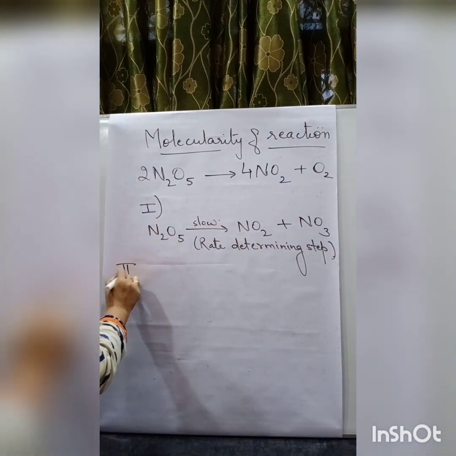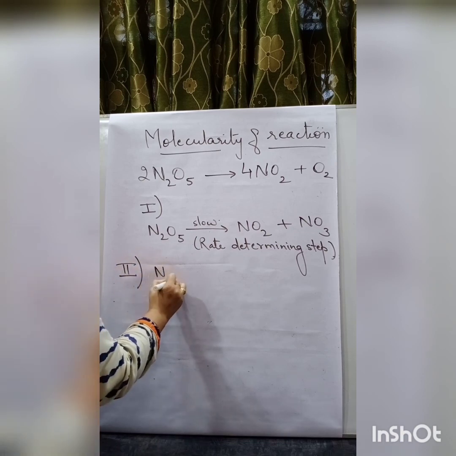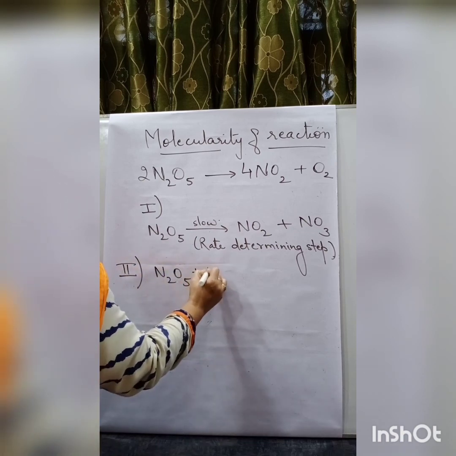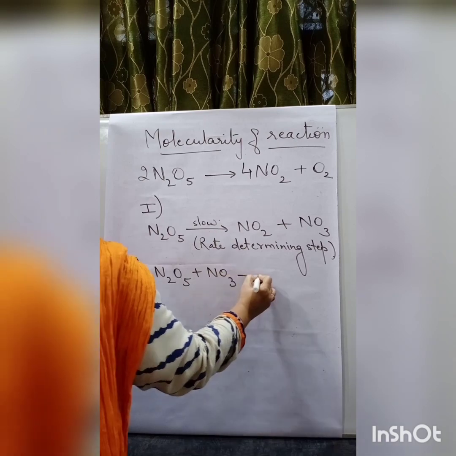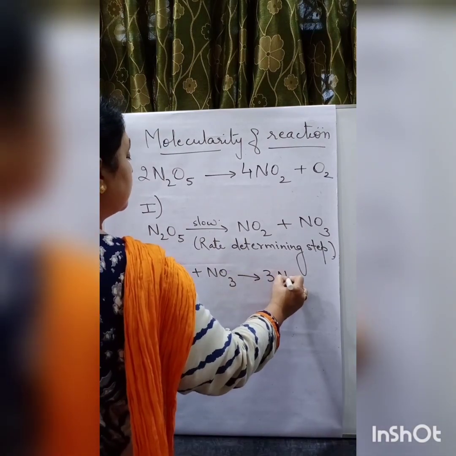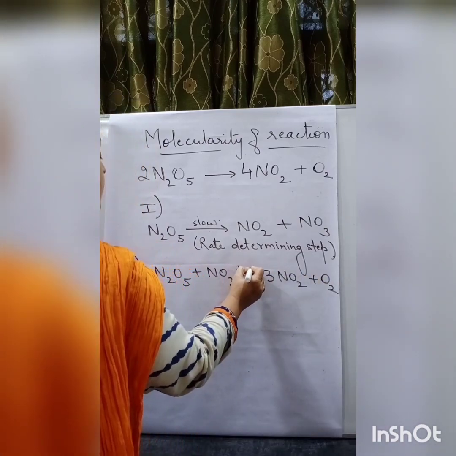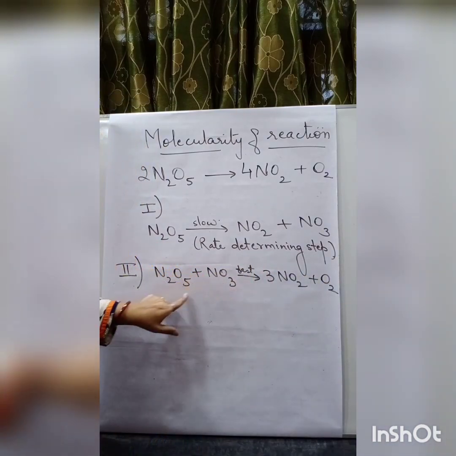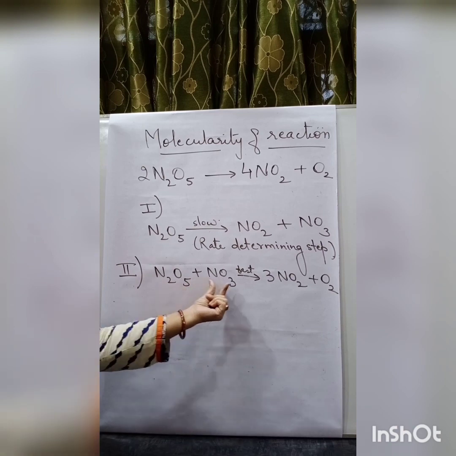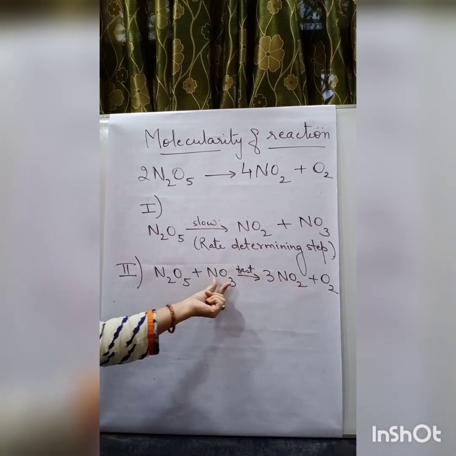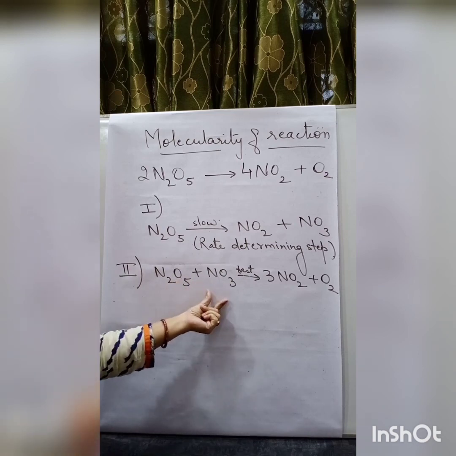And in the next one, N2O5 further reacted with NO3 to form 3 molecules of NO2 and O2. Here the rate is fast, so we are not concerned with this. You can see here 2 molecules are colliding so as to form product. So here we will not take these 2 molecules.